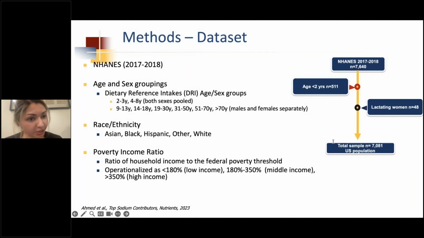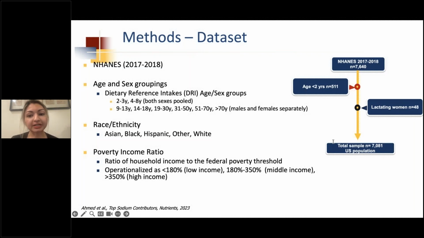So this study was a cross-sectional analysis of the nationally representative data from NHANES from 2017 to 2018. Full nutrient and dietary data were available for about 7,640 respondents, where we excluded children under the age of 2 years old, as well as lactating individuals, leaving a total sample size of 7,081. For analysis across household income subgroups, there were a few more that we excluded due to missing income data. And really, this was to inform equitable approaches to support healthy eating for all Americans.